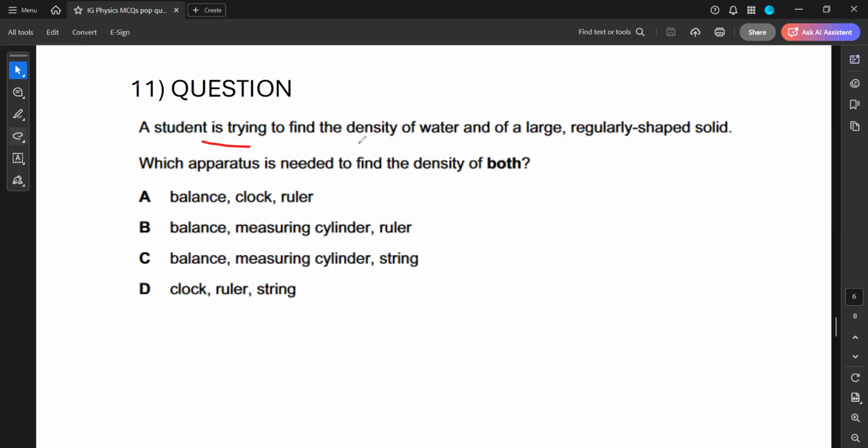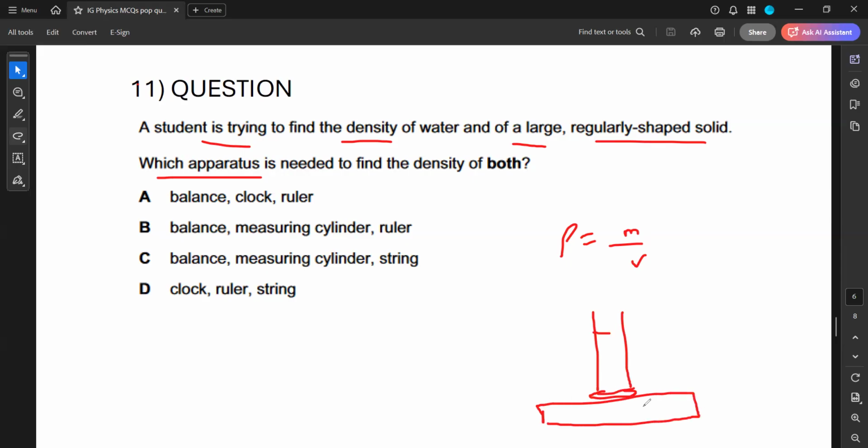A student is trying to find the density of a liquid and of a large regular shaped solid. Which apparatus? To get the density, I need the mass and I need the volume. And how to get the volume? For a volume of liquid, we need a measuring cylinder. And how to get the mass? We have to measure the mass of the empty container and then the filled one by using a balance. So which apparatus is needed to find the density for both?